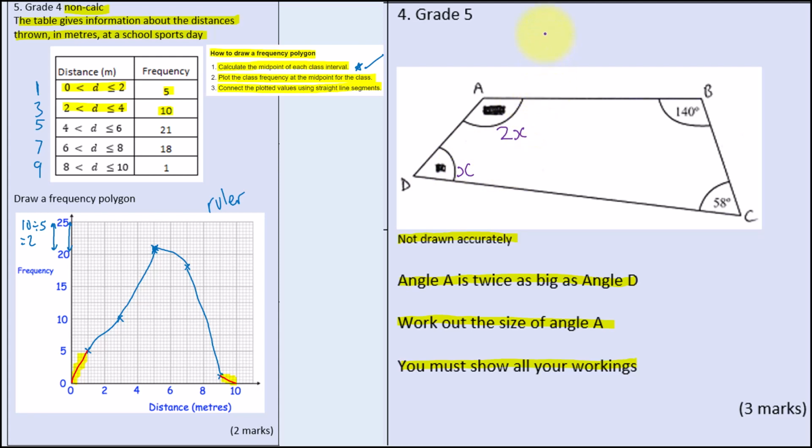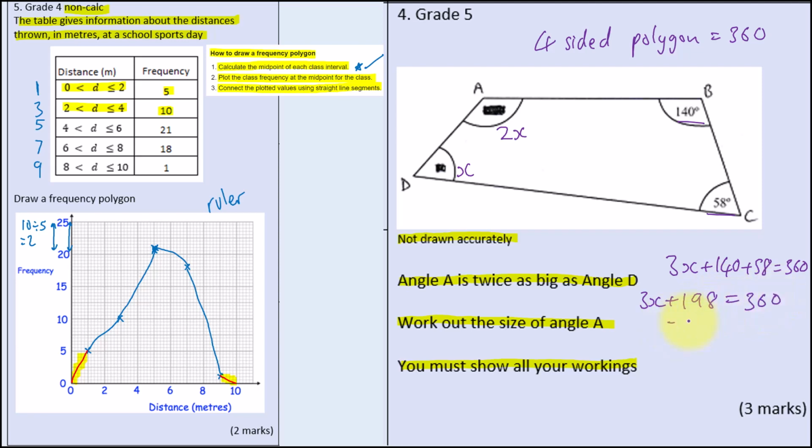Now a four-sided shape, a four-sided polygon, has total interior angles equal to 360. So we know these 4 added together must equal 360. So 2x add x is 3x, add 140, add 58 equals 360. That will get you a method mark. Now let's combine. 3x plus 198 equals 360.